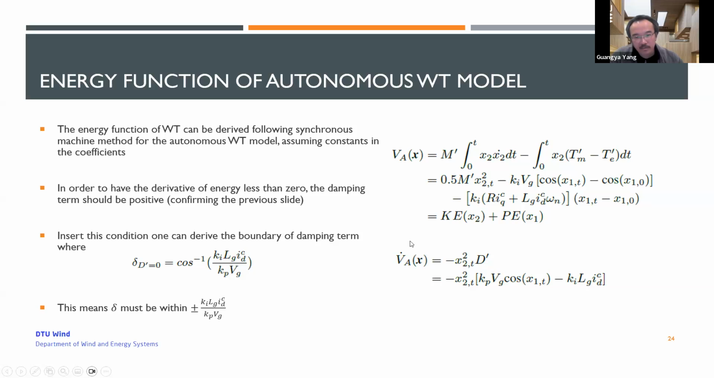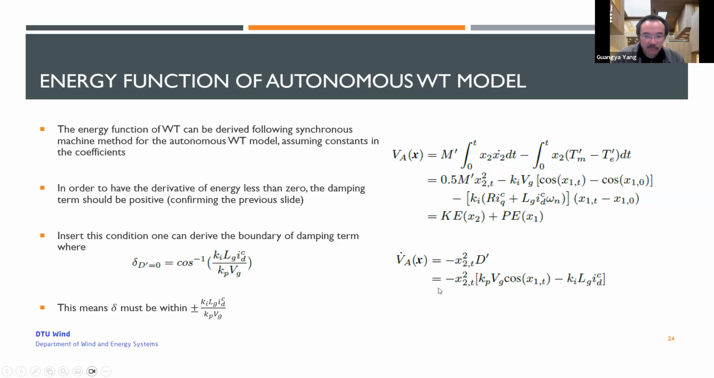For this energy function, for the sufficient condition, the derivative of the energy function should be negative. If we take the derivative, we get this one here. As x2 squared is always positive, this is the damping term that has to be positive in order to have this value less than or equal to 0.